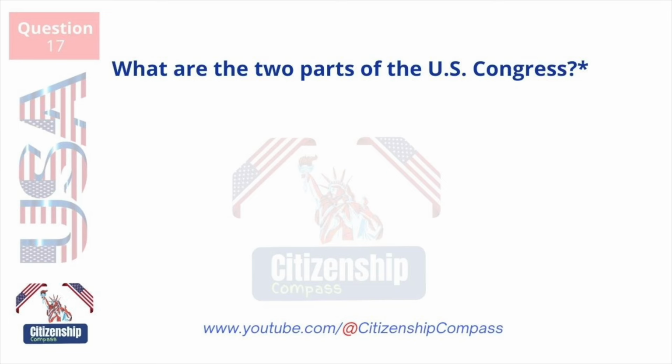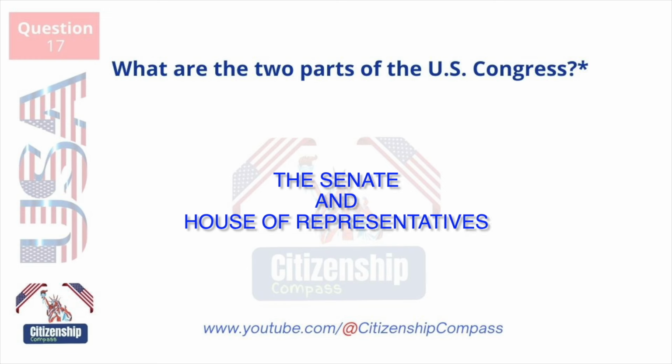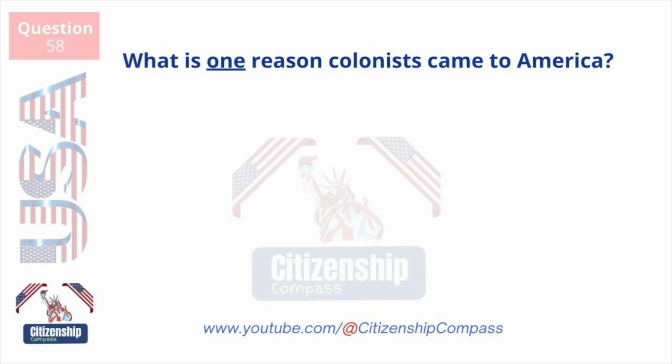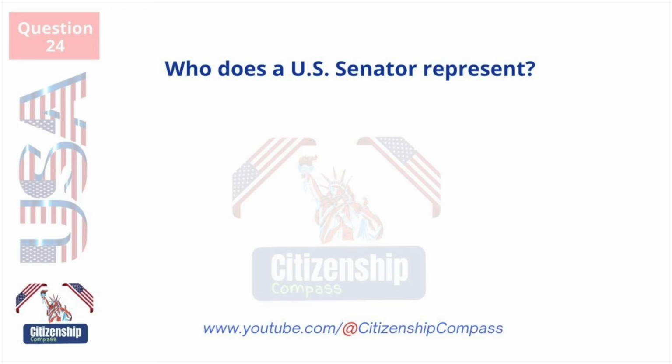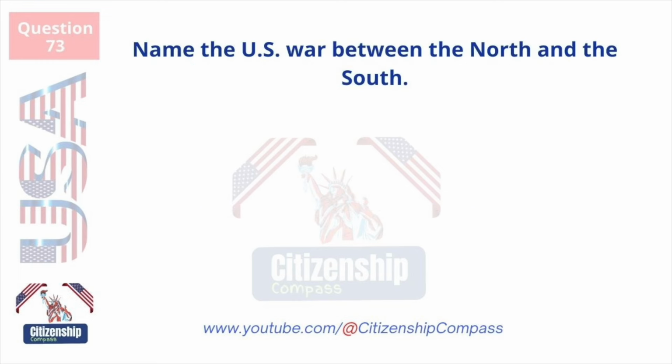What are the two parts of the U.S. Congress? The Senate and House of Representatives. What is one reason colonists came to America? Freedom. Who does a U.S. senator represent? All people of the state. Name the U.S. war between the North and the South. The Civil War.